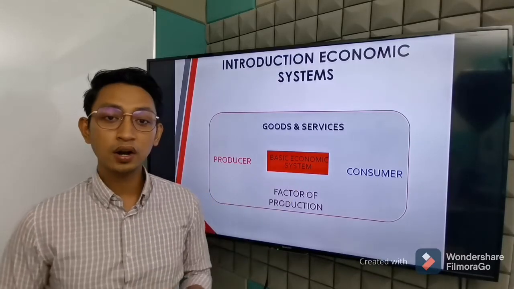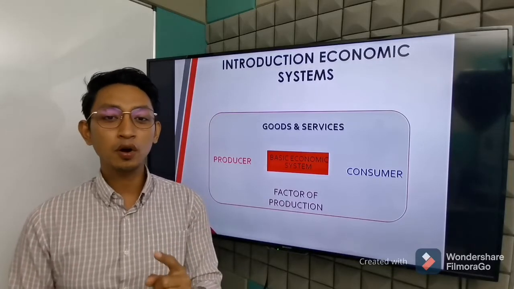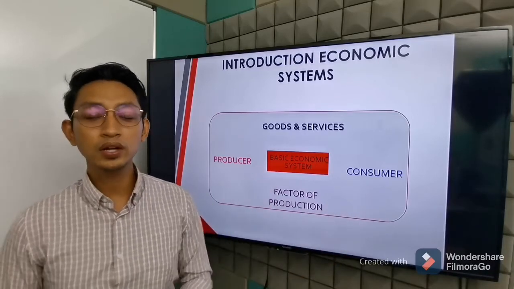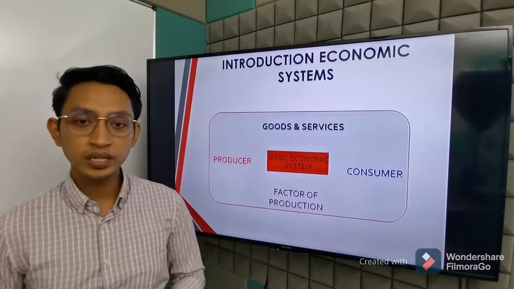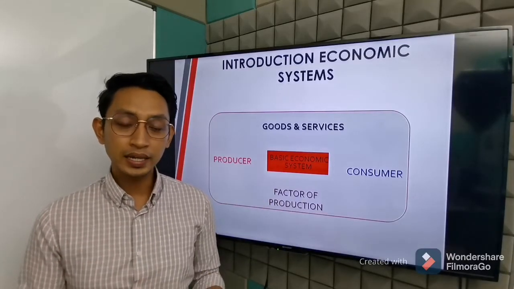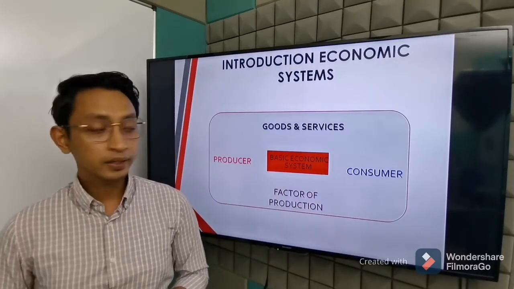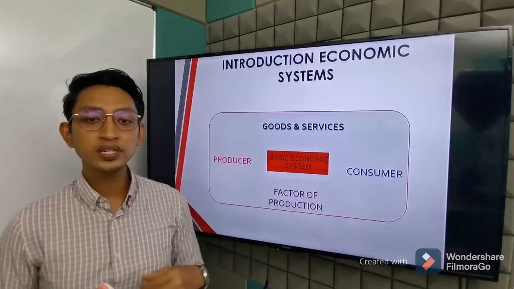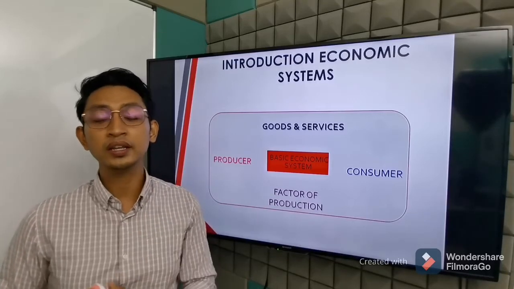So this is the basic economic system. When I say basic economic system, the economy is assumed to have only 2 economic units. What are they? First, consumer, second, producer. By looking at this illustration, you will be able to see the relationship between the consumer and the producer. Every unit in the economy, either consumer or producer, has a certain function, a certain economic role in the economy.